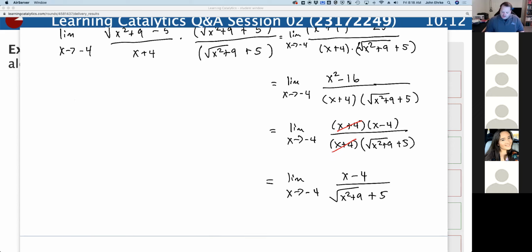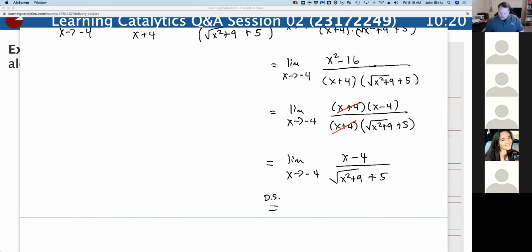And then what's left, I'm going to directly substitute into, since I have a cancellation now. So plugging in negative 4, I get negative 4 minus 4 in the top. If I plug negative 4 in here, it's 16 plus 9, square root of that is 5. So I get 5 plus 5 in the bottom, which gives me negative 8/10, or reduced negative 4/5.